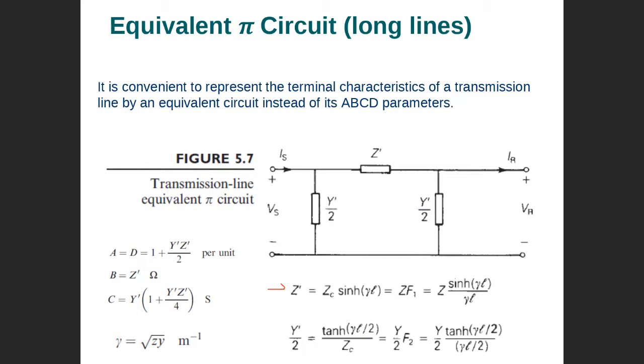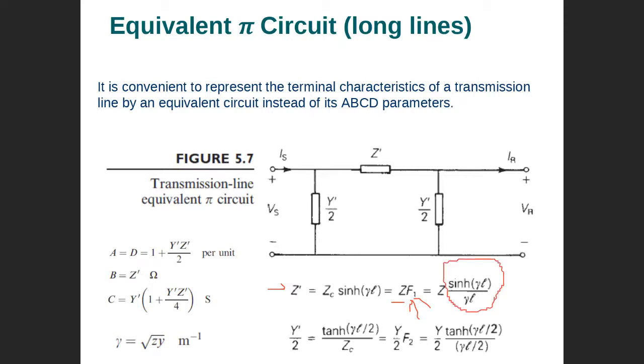Remember now, it's the same circuit, but we call this Z prime, Y prime over 2 because it's a long transmission line. So we need a correction factor. A correction factor of what? Of Z, times the correction factor. This correction factor here, we can calculate it with this sine hyperbolic part.